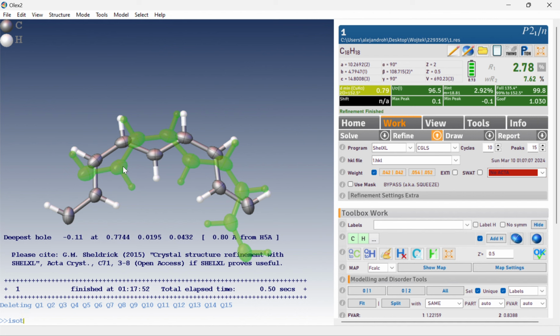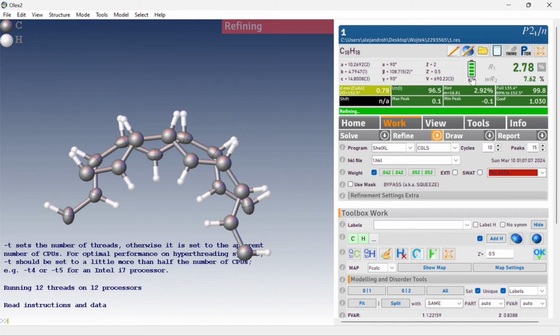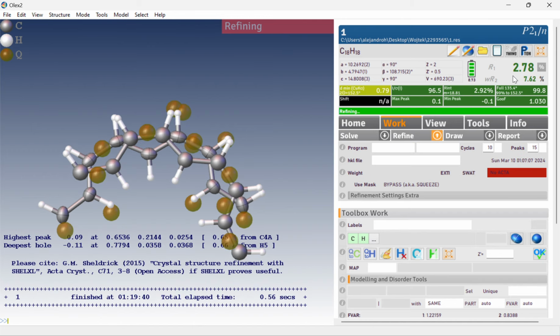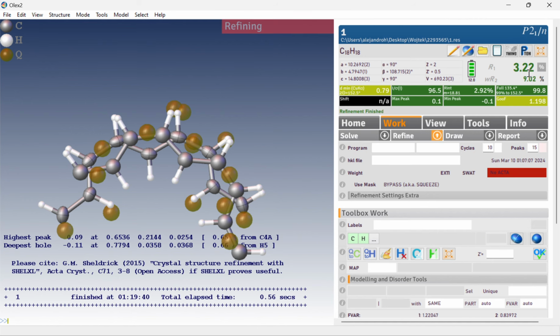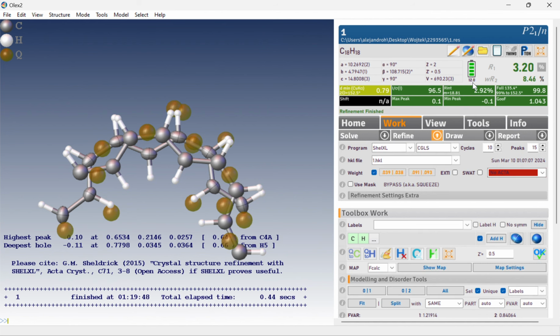Isotropic, to make it isotropic. So look at the R factor now and at the data to parameter ratio and see what happens. Our R factor increased, but not a lot. But you can see that our data to parameter ratio increased from less than 9 to 12.